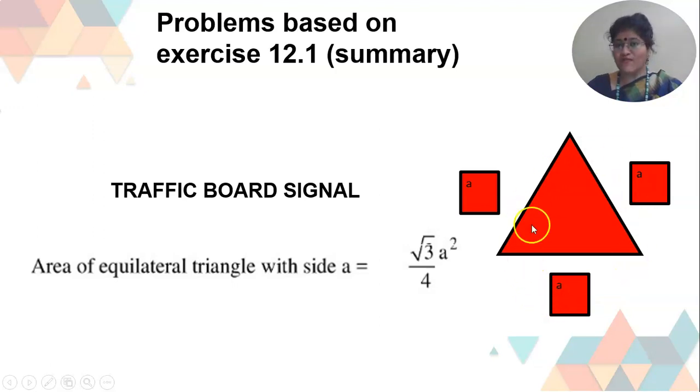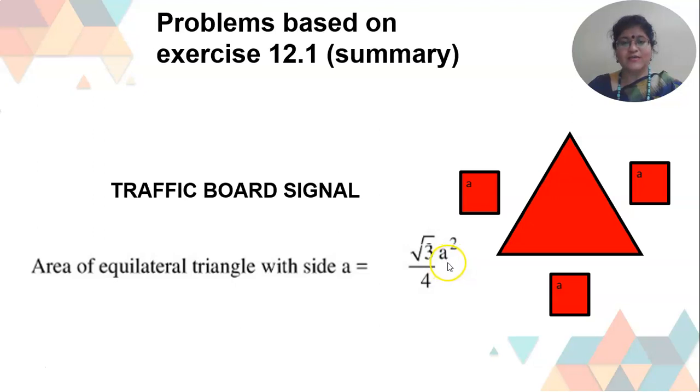So how did we solve this? We used Heron's formula. The 3 sides were known as a, and a value was not given. So by using Heron's formula, we derived the area of the equilateral triangle as root 3 upon 4 side square. After finding out the area of the equilateral triangle by using Heron's formula, we came to the conclusion that this is the area of the triangle, that is root 3 upon 4 side square.